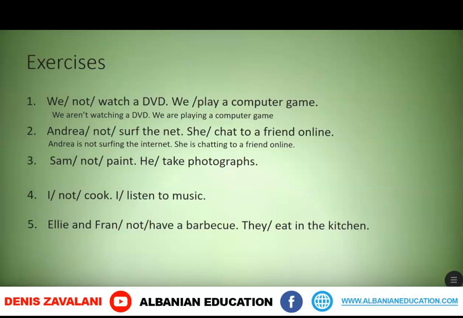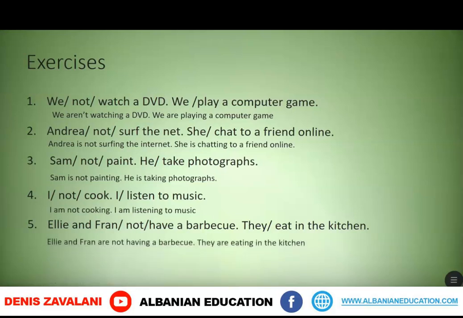The third one: Sam is not painting. He is taking photographs. The fourth: I am not cooking. I'm listening to music. The fifth one: Ali and Fran are not having a barbecue. They are eating in the kitchen.